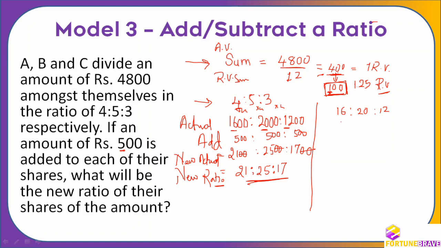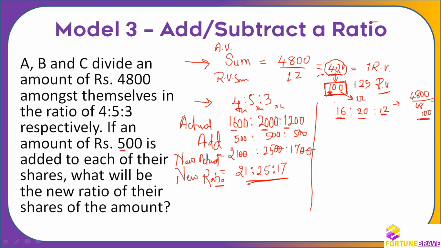Once you see that, I know 100 is equal to 1 ratio now. This is the different one, right? Not this one. We have changed the ratio. Now even if you want to check it, you can see 16 plus 20 is 36 plus 12 is equal to 48. So you will be dividing 4800 by 48. So you would have got 100 as the one ratio. That is how we have arrived at it.